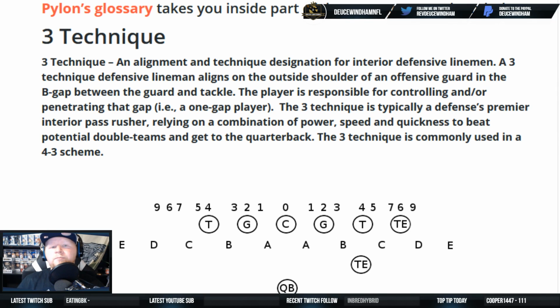In a one gap system, you have a little bit more freedom to move. You can get upfield a little bit quicker, as long as you're containing and maintaining your gap and you hold gap integrity. You get to go at it a little bit quicker. And that's one of the benefits of being in a one-gap position like the three-tech provides.